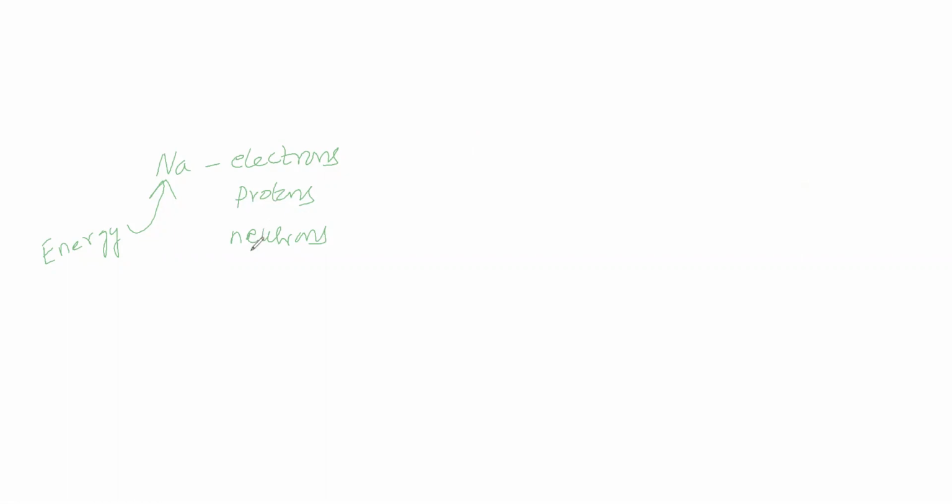The nucleus is present deep inside the atom. That means the nucleus is present at the center of an atom. Around this nucleus, what is there? The electron cloud is there, like this.